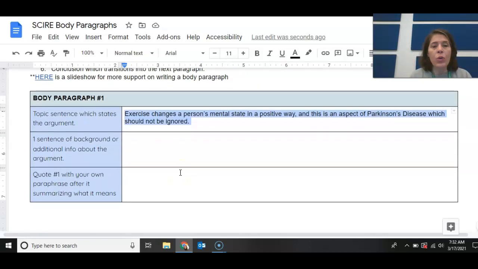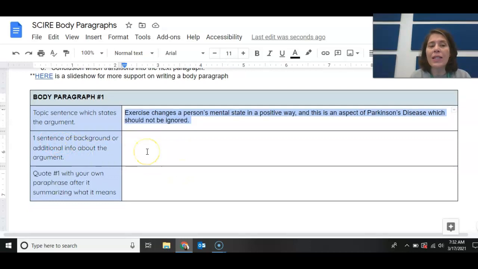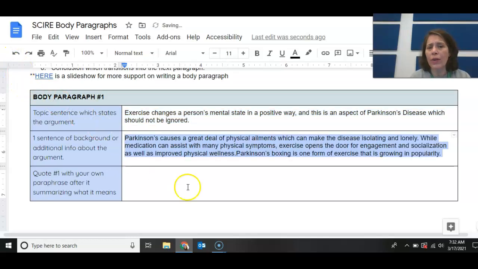Then we have to include at least one sentence of background or additional information about the topic. Well, I've done more than just one, okay? Parkinson's causes a great deal of physical ailments which can make the disease isolating and lonely. While medication can assist with many physical symptoms, exercise opens the door for engagement and socialization, as well as improved physical wellness. Parkinson's boxing is one form of exercise that is growing in popularity.